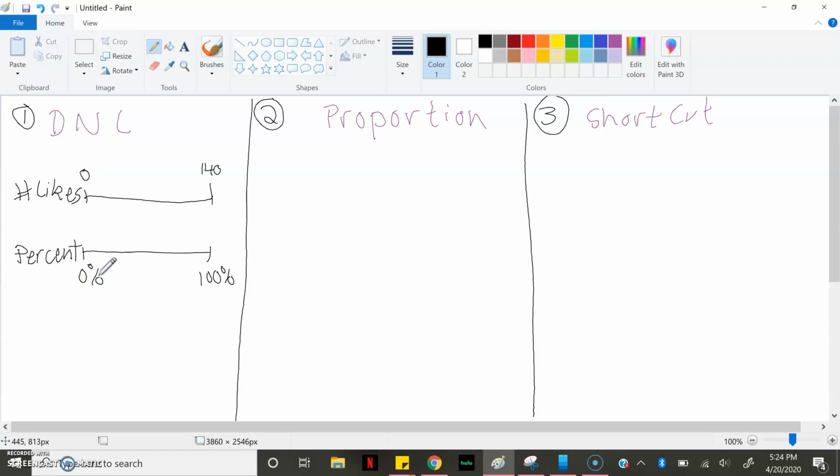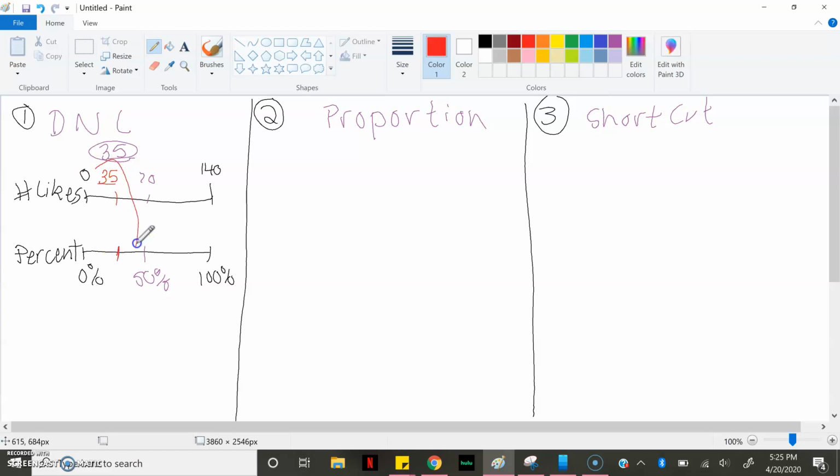So we're going to use these to help kind of fill in the gaps. And we're trying to figure out where 35 likes would be. So a good place to start is at 50%, because that's half of 100, and we can find half of 140. That would be 70 likes. Now let's do the same thing. Half of 70 gives us 35 likes. Hey, that's the number that we were given.